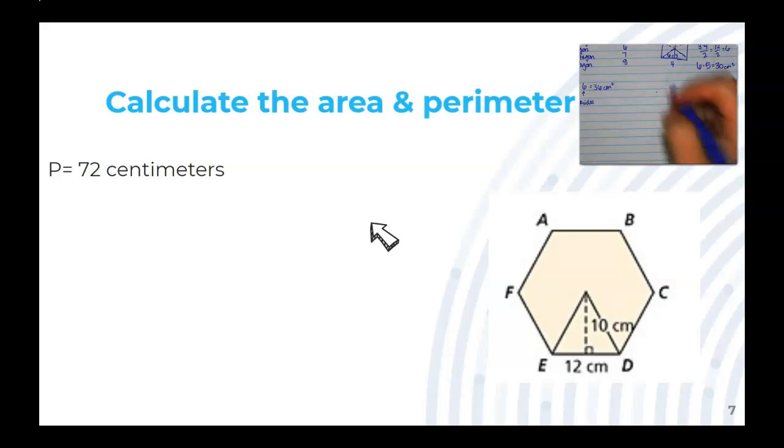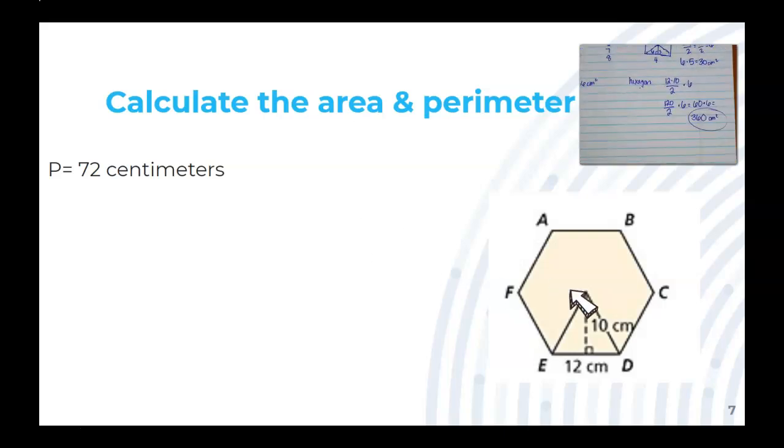So this has 6 sides, so it's a hexagon. And we have 12 times 10 divided by 2 times 6. 12 times 10 would give me 120 divided by 2 times 6. 120 divided by 2 gives me 60 times 6, which would be 6 times 6 is 36. Slap on the 0. So 360 square centimeters would be my answer for this hexagon.